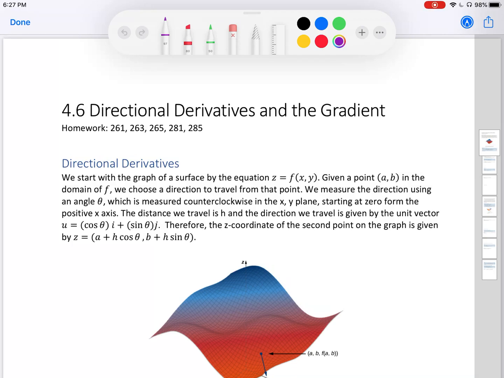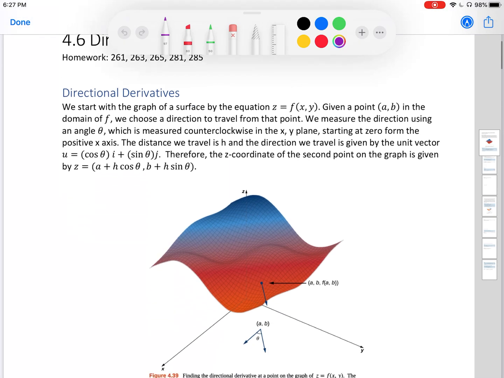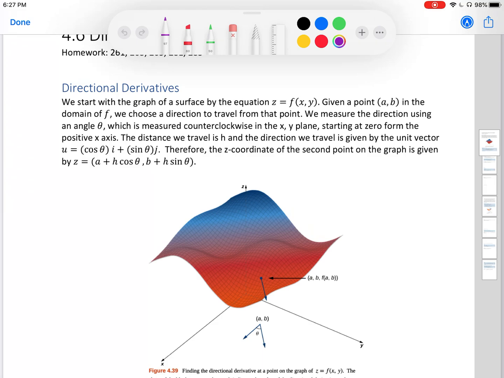Section 4.6, Directional Derivatives and the Gradient. Directional derivatives. We start with the graph of the surface of the equation z equals f of x comma y.